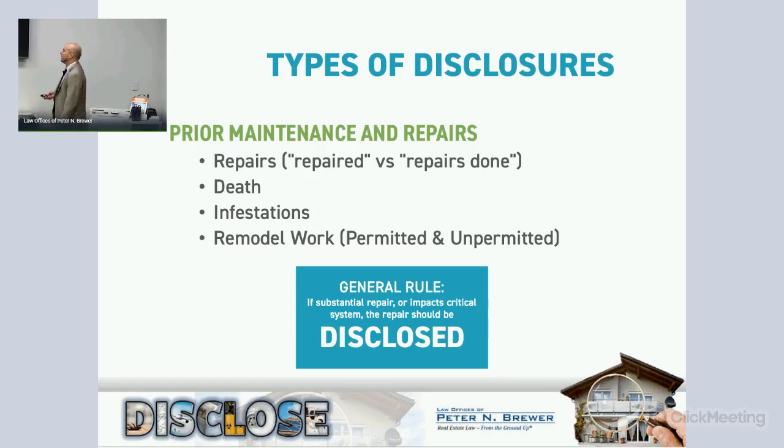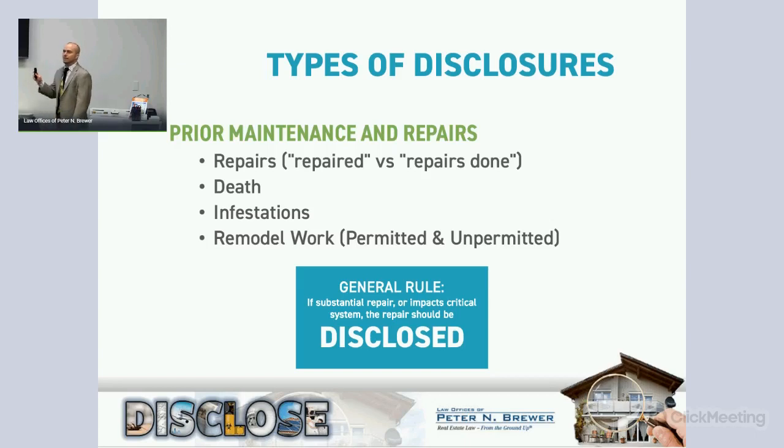Death in the property comes up a lot. It's really actually pretty easy. There's no need to disclose it if it's been more than 3 years since the date of contract. Okay, date of contract, so the date the buyer makes the offer. 3 years prior to that date, there's no need to disclose death in the property.